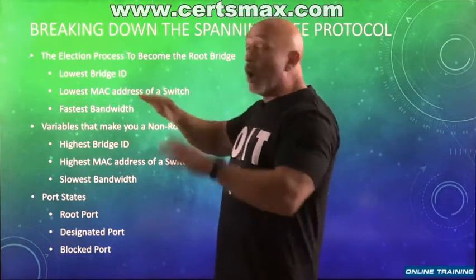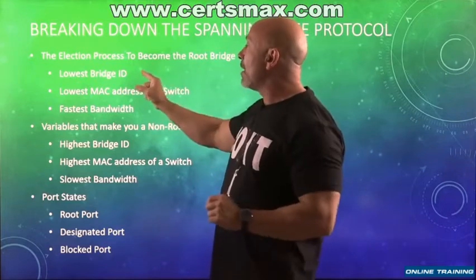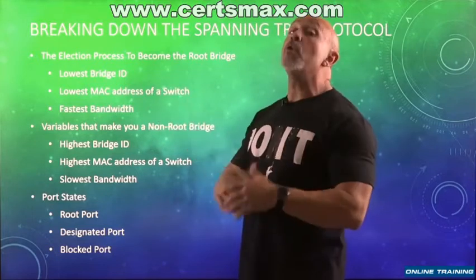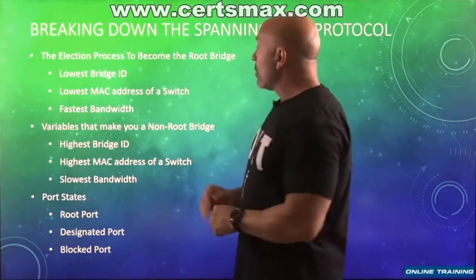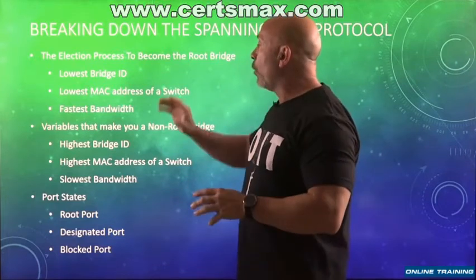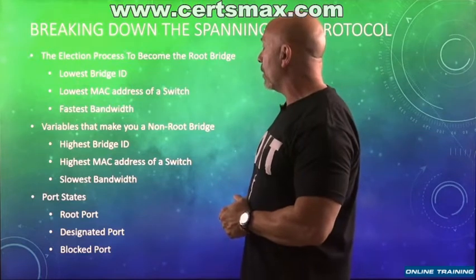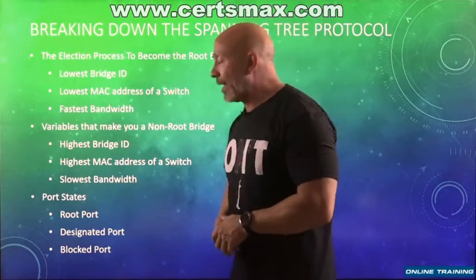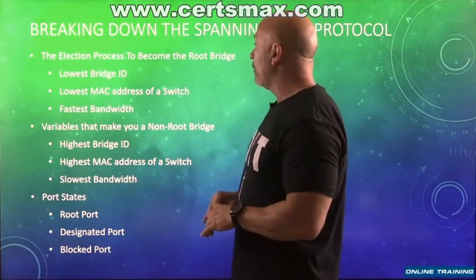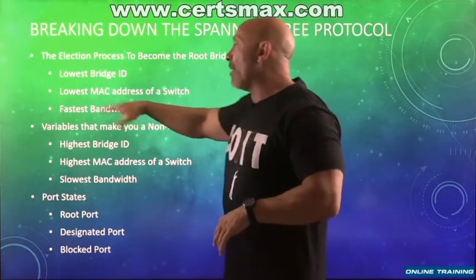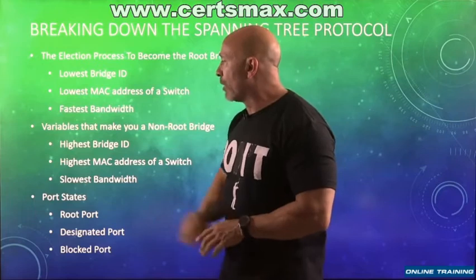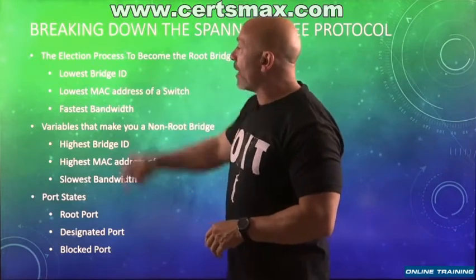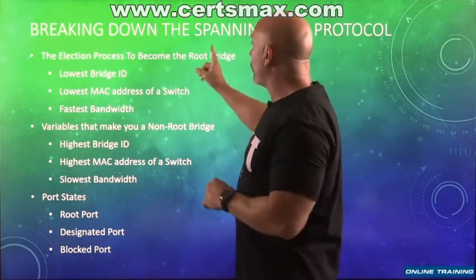But in your mind, think of 32769. Because that's the default for all switches, if that's the same, then it's going to go to the next criteria. It's going to say, out of these switches, who has the lowest MAC address? So it finds the lowest MAC address on whatever switch, and that will become the root bridge. Now, the fastest bandwidth should have been here on the non-root bridge. Not a big deal, so don't even worry about where it says fastest bandwidth. But these two criteria it will use for the root bridge.